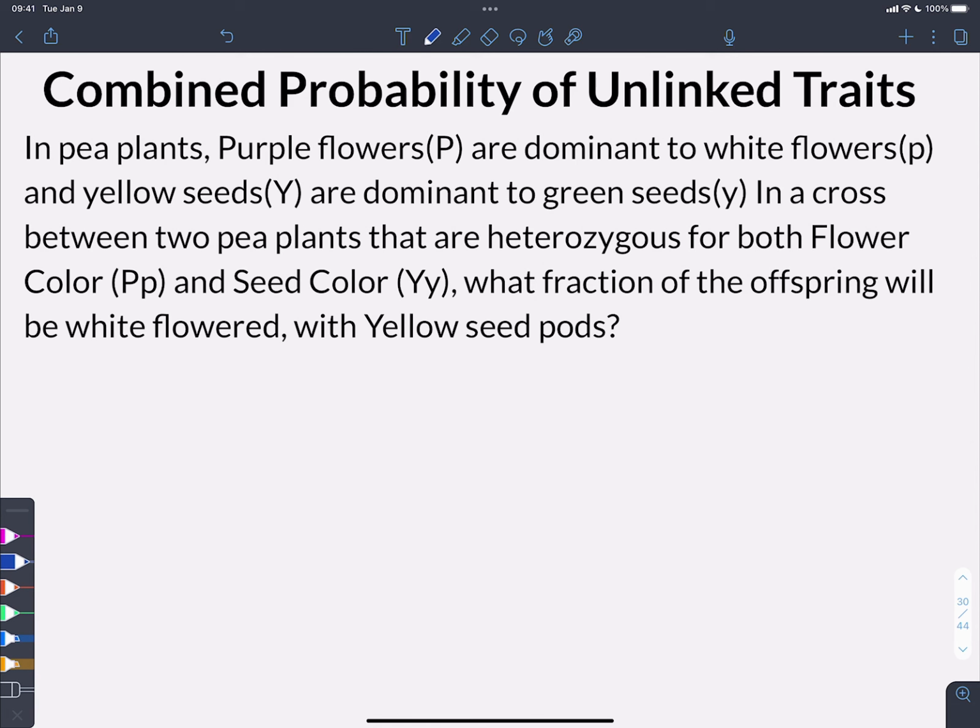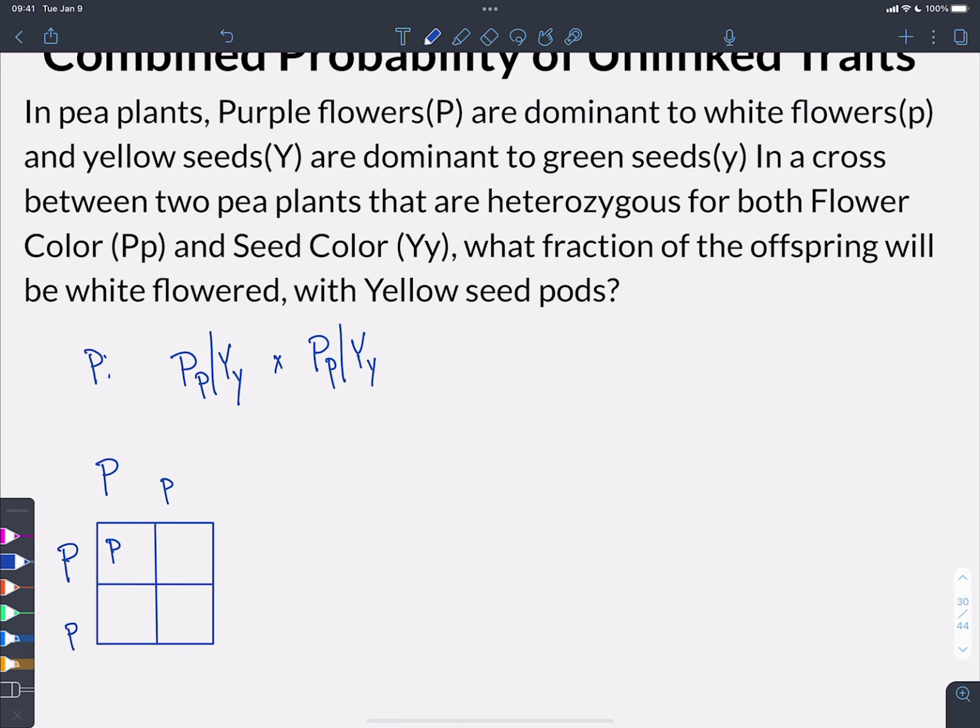We're crossing two pea plants that are heterozygous for both flower color and seed color. So they're both big P, little p, big Y, little y. This is our parental cross, and we want to figure out what our F1 cross will look like. Because these are independent probabilities, let's break them apart. Let's do the flower color cross first. We're going to cross big P, little p with big P, little p. So here's our Punnett square for that cross, and we can just bring down and across our alleles. And then let's look at our seed color cross as well. So we're going to cross big Y, little y with big Y, little y. So here's the Punnett square for that one. And we'll do the same thing again.